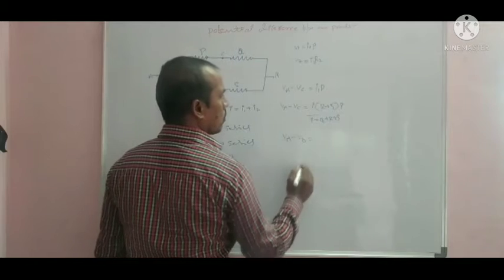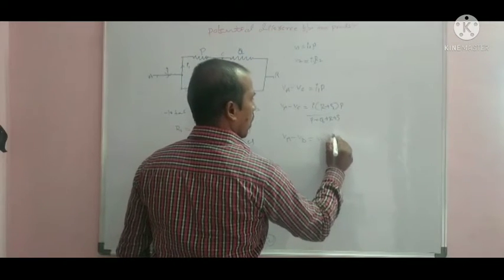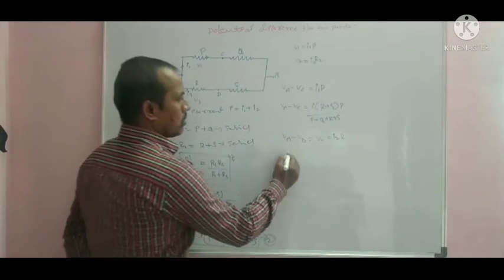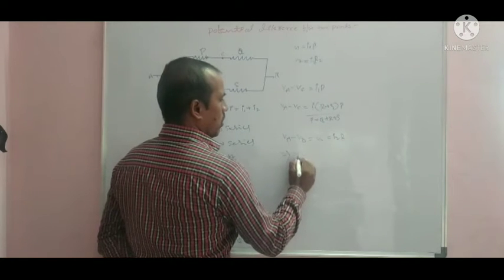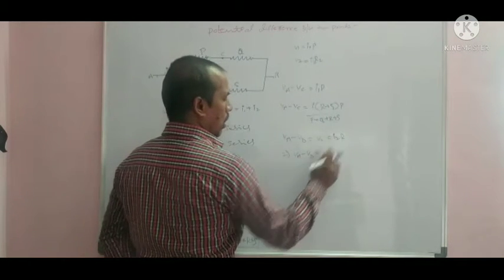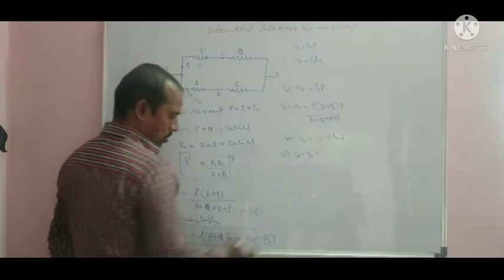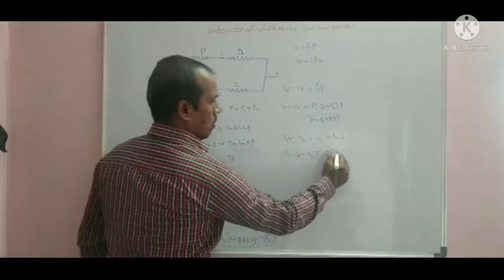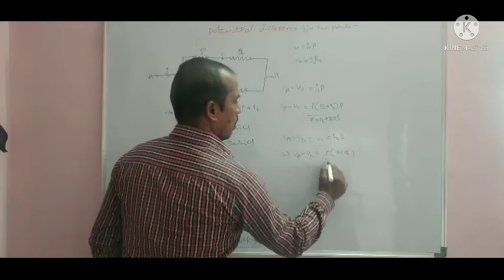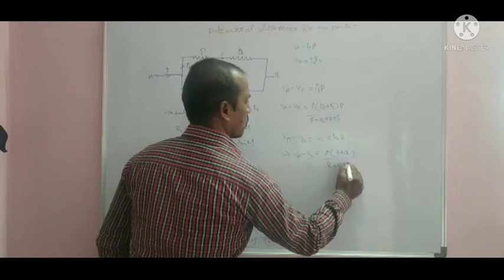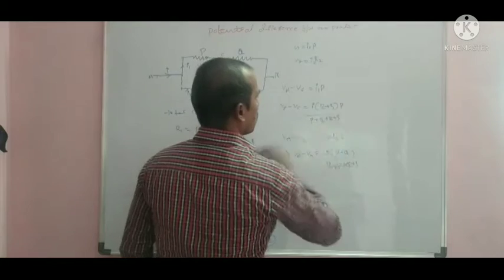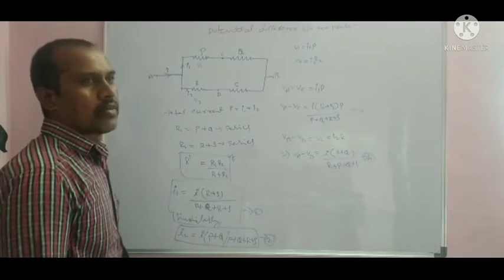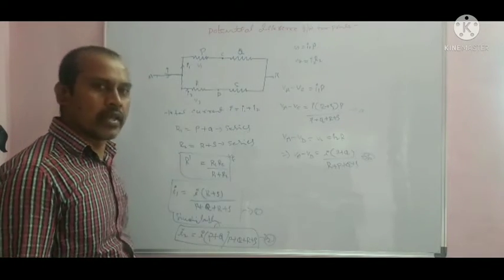Similarly, the potential difference between A and D is V2, equal to I2 R. VA minus VD is equal to I2, substituting equation 2 in this equation: I into P plus Q, by total resistance P plus Q plus R plus S. This is equation A, this is equation B. Now we find the potential difference between points C and D.